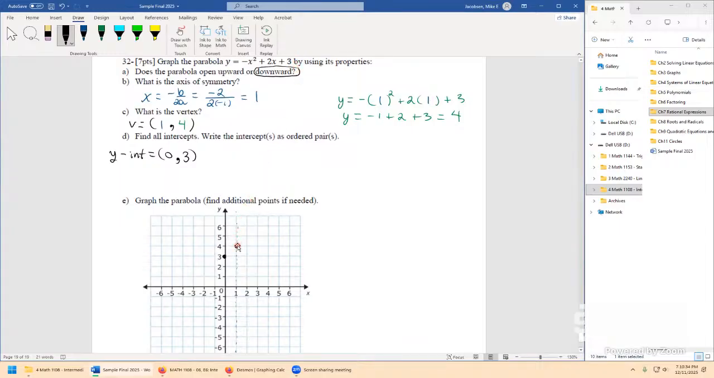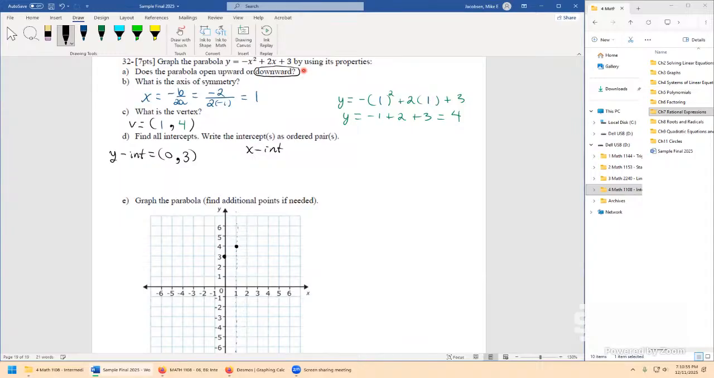And that makes sense because the vertex here should be either the highest or the lowest point. For a parabola going downwards, it's the highest point, and we said it should be going downwards in part A. So that's some nice consistency so far. Next up is the x-intercepts, but that one's a bit of a process.